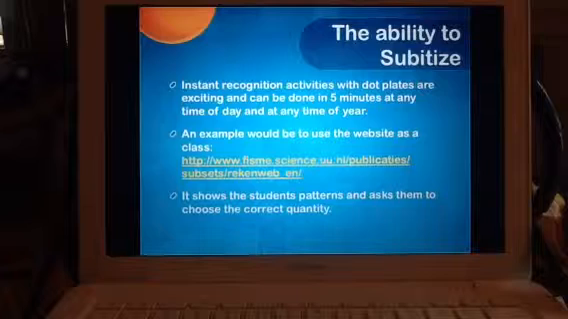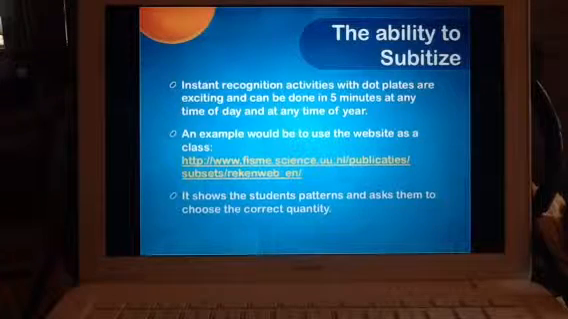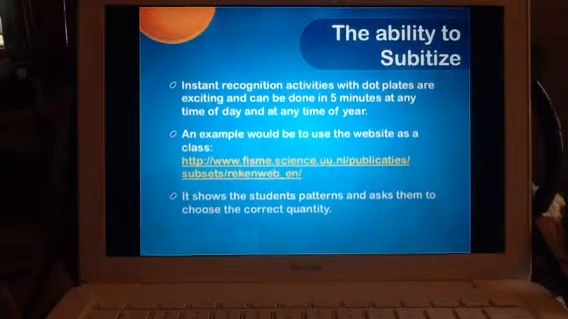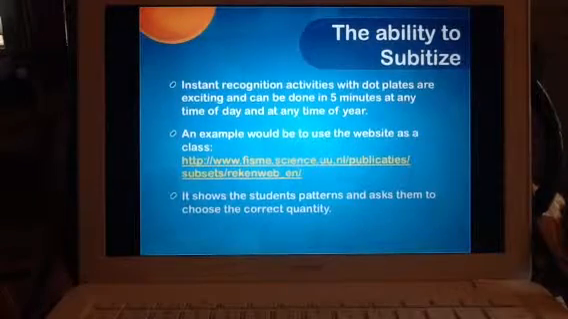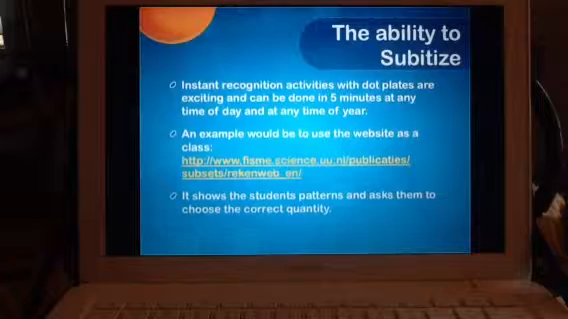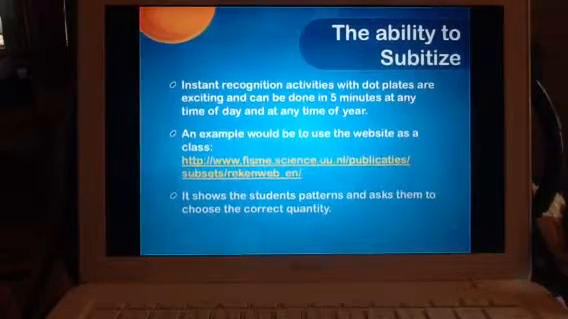The ability to subitize. Some of these activities would be an instant recognition activity, and that would be dot plates. They're exciting. They can be done in 5 minutes at any time of day and any time of year. So it's just reviewing what they know or maybe what they have not learned yet, and repeating that so they will learn it quicker. An example would be to use this website as a class, and that kind of just shows you an activity of students subitizing. It shows that students use patterns and are asked to choose the correct quantity.